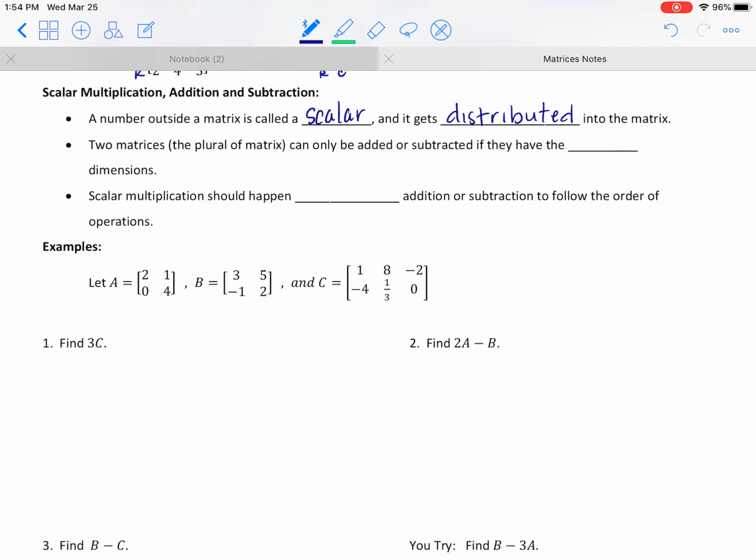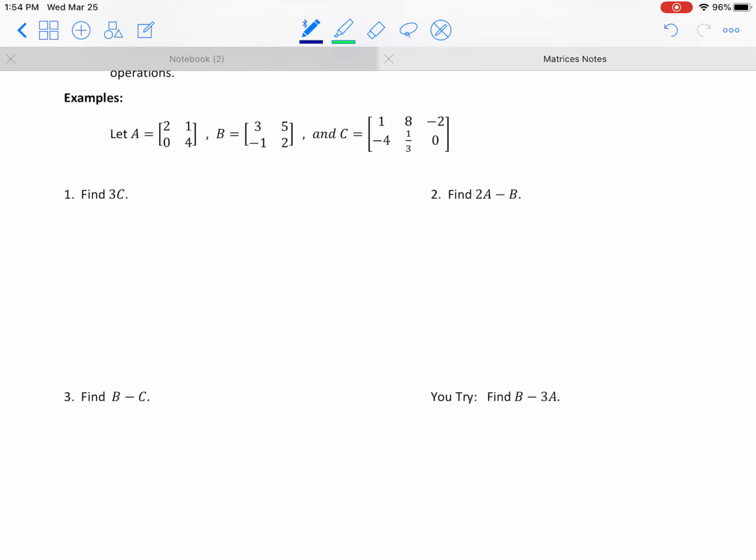And 2 matrices can only be added or subtracted if they have the same dimensions, which would make sense. You wouldn't be able to add matrices if they didn't have elements that corresponded. So first row, first column element in one matrix versus the first row and first column of the other, where if you had a spot in one that didn't correspond with another, there's no way that you could add or subtract. Okay, so if we're looking at scalar multiplication, addition, and subtraction, we have to make sure that multiplication happens before any addition or subtraction. That way we're following our order of operations.